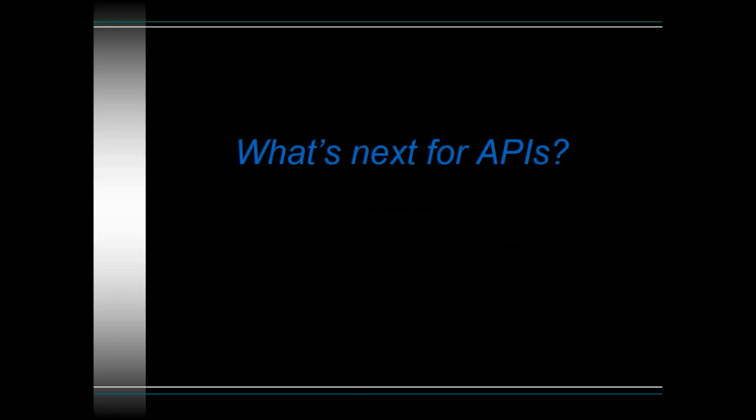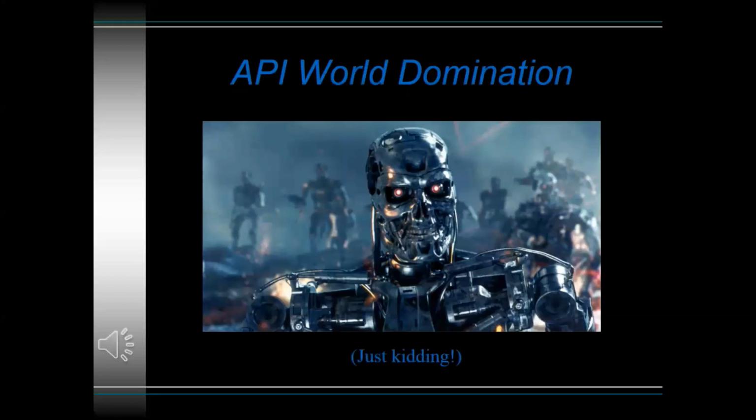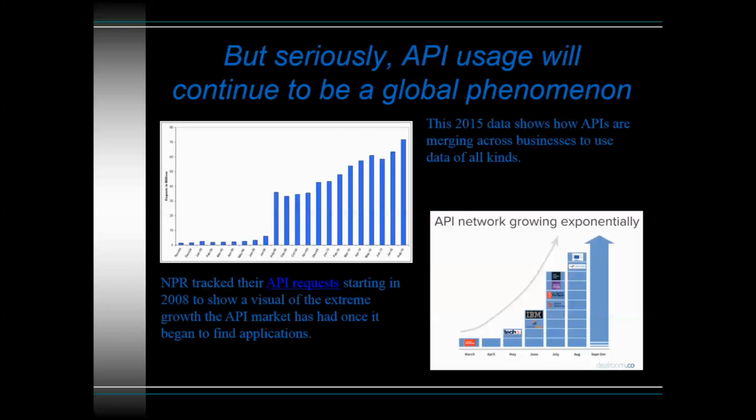So what's next for APIs? API world domination. Just kidding. But seriously, API usage will continue to be a global phenomenon. This chart demonstrates NPR tracking their requests starting in 2008, showing exponential growth in the API requests. And this chart demonstrates the growing of the API network exponentially throughout the decade.